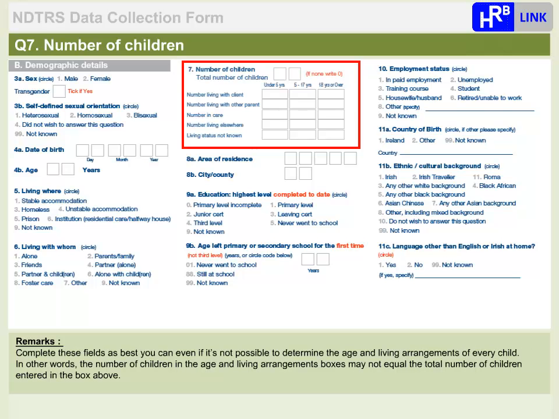Complete these fields as best you can, even if it's not possible to determine the age and living arrangements of every child. In other words, the number of children in the age and living arrangements boxes may not equal the total number of children in the box above.